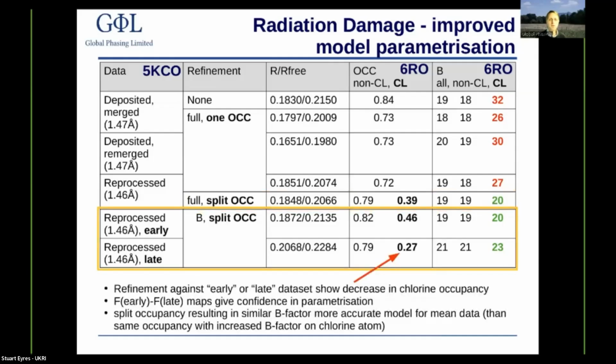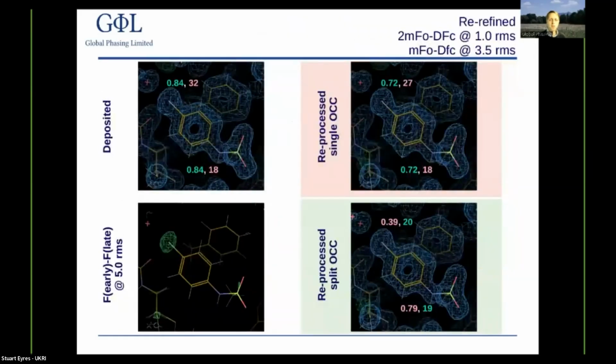We can even do a limited refinement, B and occupancy only, against the two subsets of data. The two last rows show that it is the occupancy of the chlorine atom that shows the most significant difference, 0.46 for the early and 0.27 for the late data. So it seems that the parameterization with a split occupancy but similar B factors is probably a more accurate representation of the mean data used in refinement than a single occupancy and widely varying B factors. But without the availability of the F early minus F late data sets and the resulting difference density map, this distinction would probably be much more complicated to make.